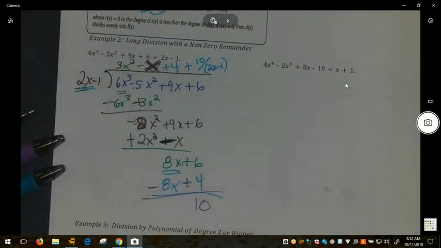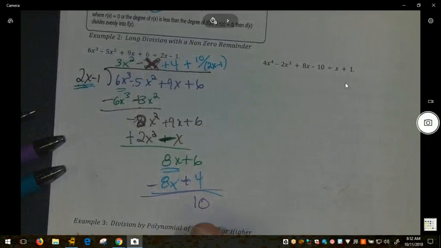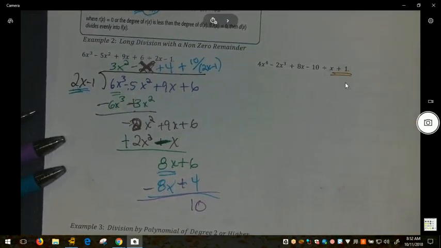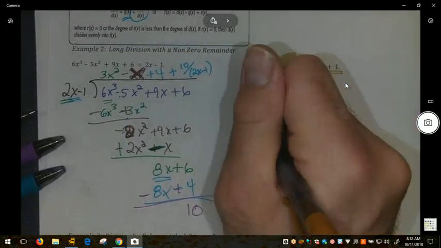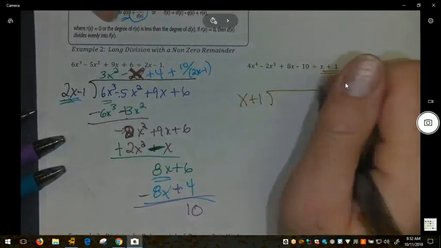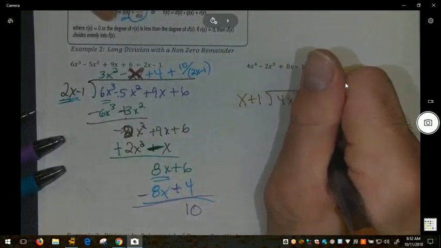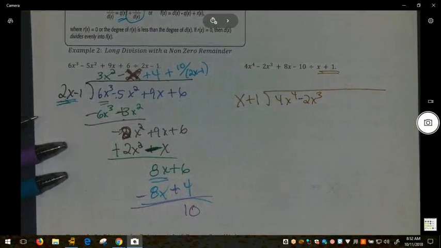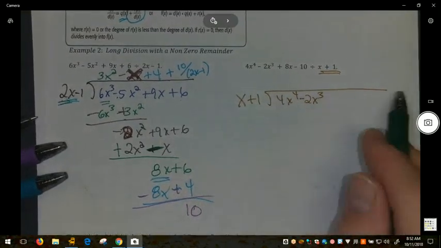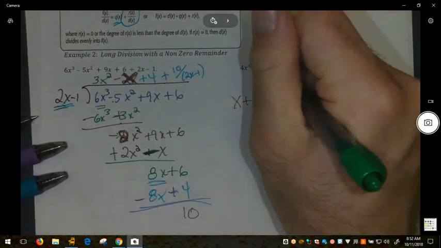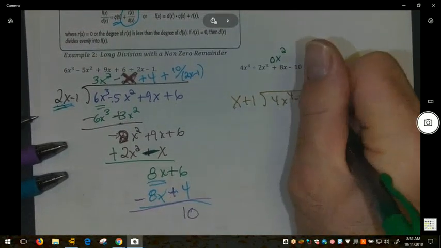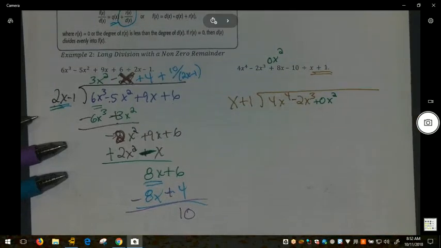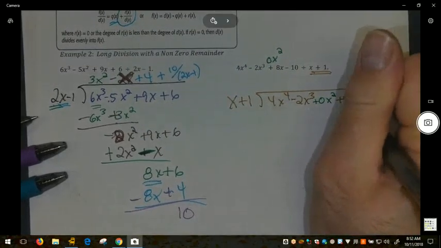One more example of this before we get to division when the degree is 2 or higher. Right now we only have a degree of 1 on our divisor. So we have x plus 1 going into 4x to the 4th minus 2x cubed. And right now I see that I'm missing something, because as I'm writing it out, I'm paying attention. We're missing an x squared term. So I have to put it in as 0x squared plus 8x minus 10.